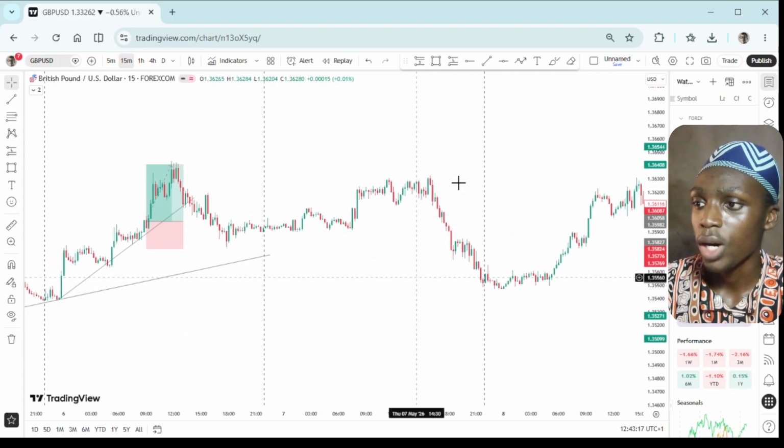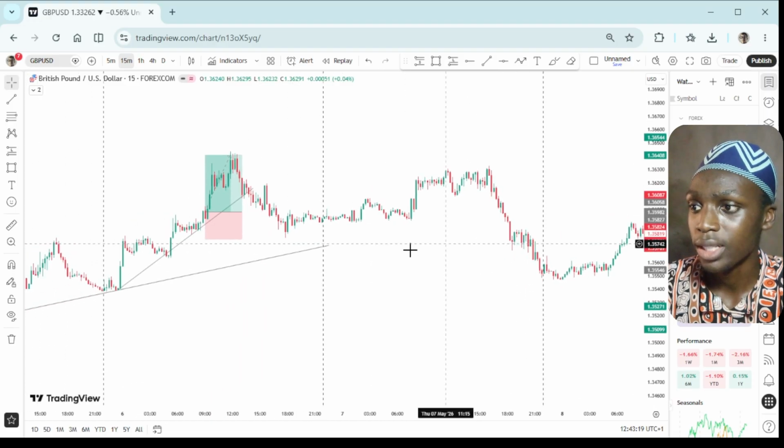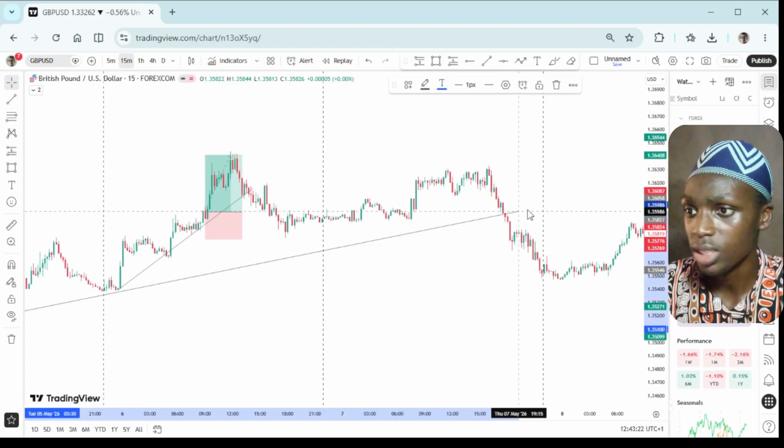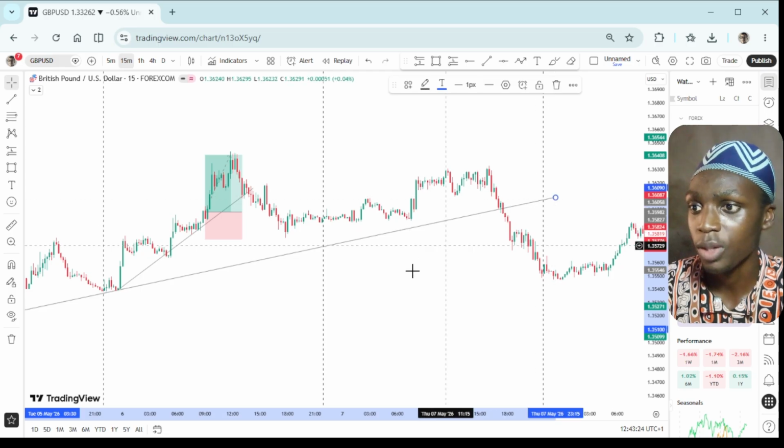So let's look for another. You can see this point is also a break. This point is also a break. But in this video, I just want to focus on the touch, not the break.